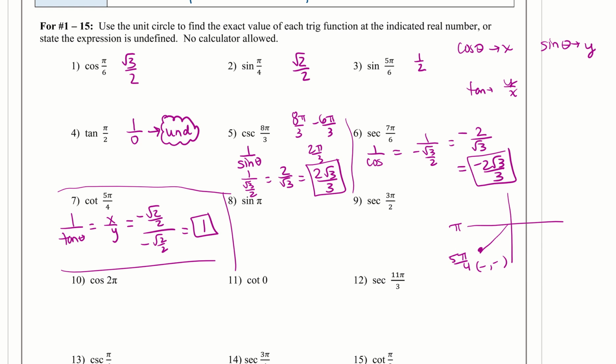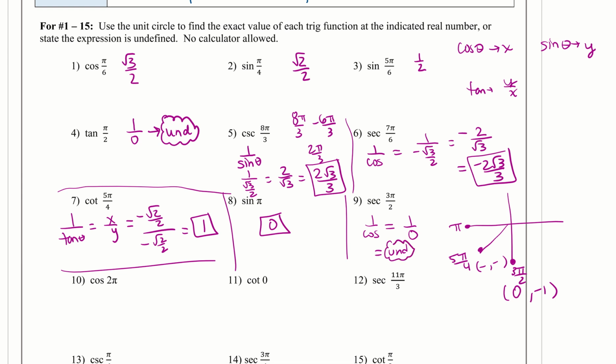Sine of pi. Pi is this quadrant. We move to the left one and over nothing. Sine is the y value, which is 0. Secant of 3 pi over 2. 3 pi over 2 is here. The coordinates for 3 pi over 2 would be 0, negative 1. And we want the reciprocal of the cosine. So this is 1 over the cosine. The cosine on this one is 0. So this is 1 over 0. We cannot divide by a 0, so this is undefined.